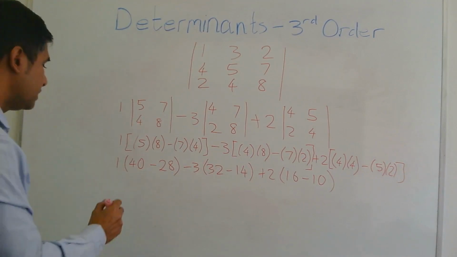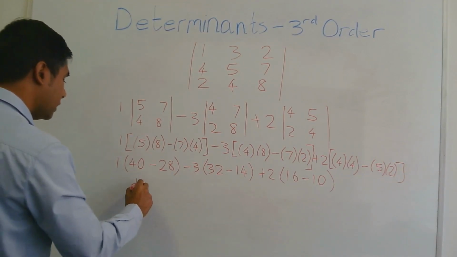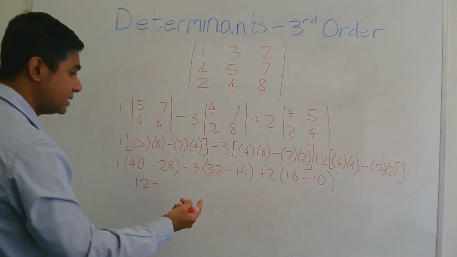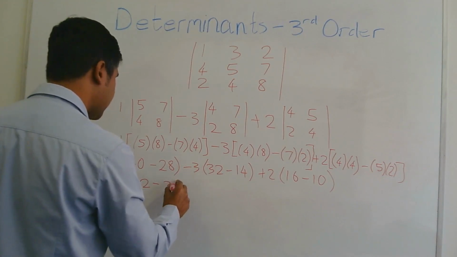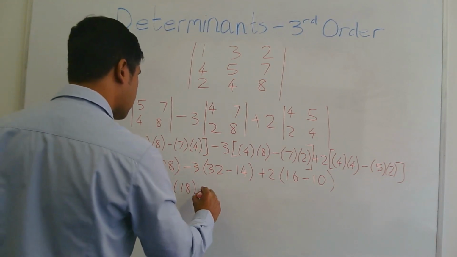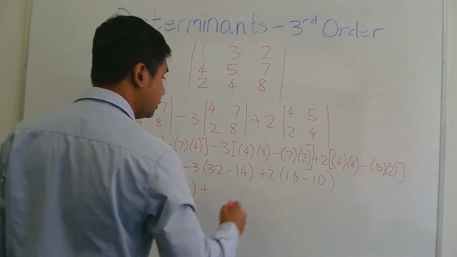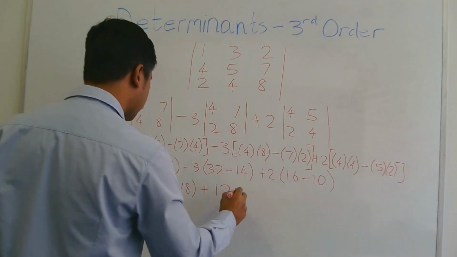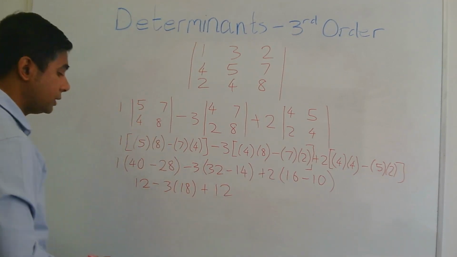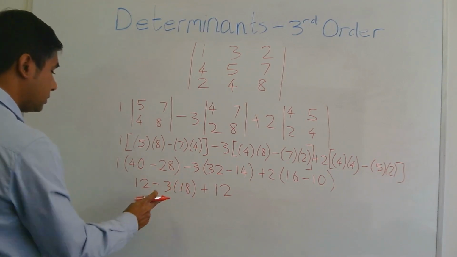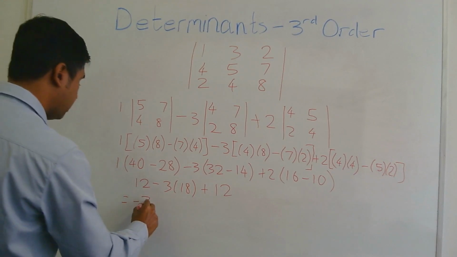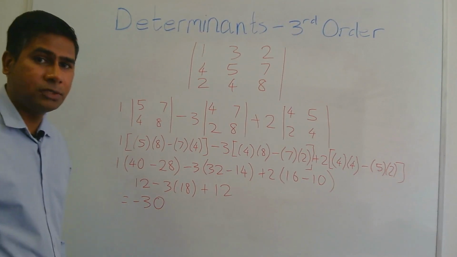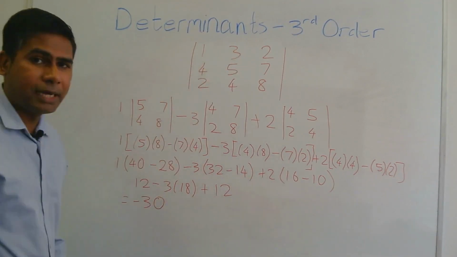So now 40 minus 28 is 12, so we have 1 times 12, which is 12. Then we have minus, then 32 minus 14 is 18, so we have 3 times 18, and then plus 2 into 16 minus 10, which is 6, and then 2 times 6, which is 12. So 12 and 12 is 24. 24 minus 3 times 18, which is 54. That gives us minus 30. So this is the procedure as to how to go about evaluating a 3 by 3 determinant.